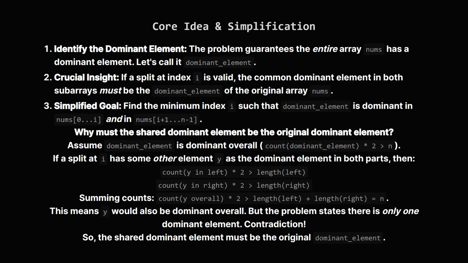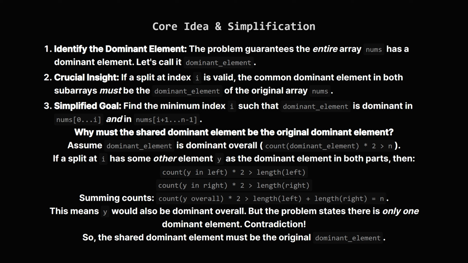Before diving into code, let's think about the core requirement. We need to find a split point i such that the same element is dominant in the left part, nums from 0 to i, and the right part, nums from i+1 to n-1. A key observation simplifies this significantly. The problem statement guarantees that the original array nums has exactly one dominant element. Let's call this dominant_element.